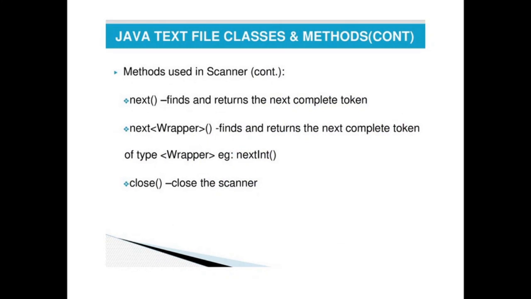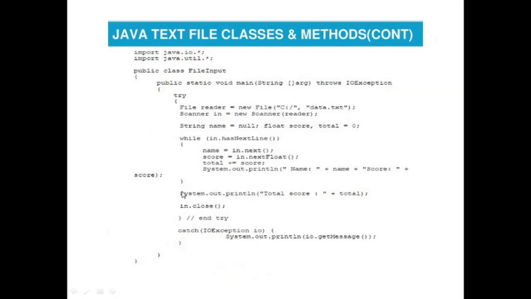Now methods used in, as I told you, next will find the next complete token, next wrapper will find the next complete token of type wrapper, for example, nextInt. In this example, as you can see, first of all we have imported io and util. Okay, we have imported io because we are using the File class, and we have imported util because we are using the Scanner class.